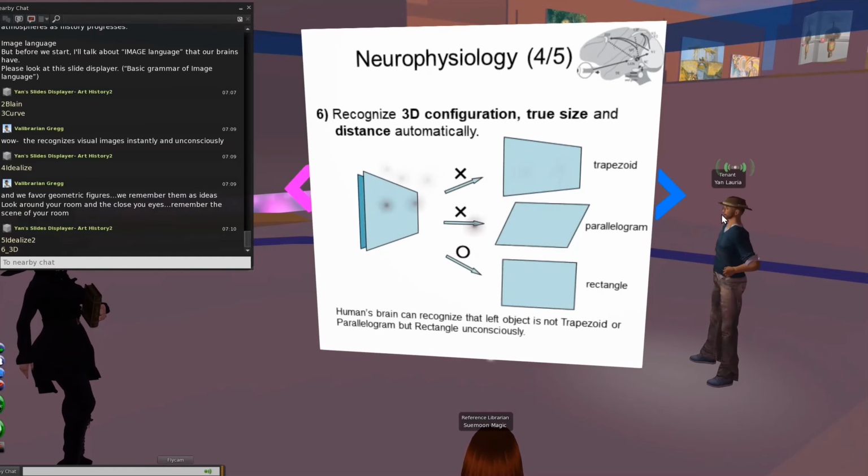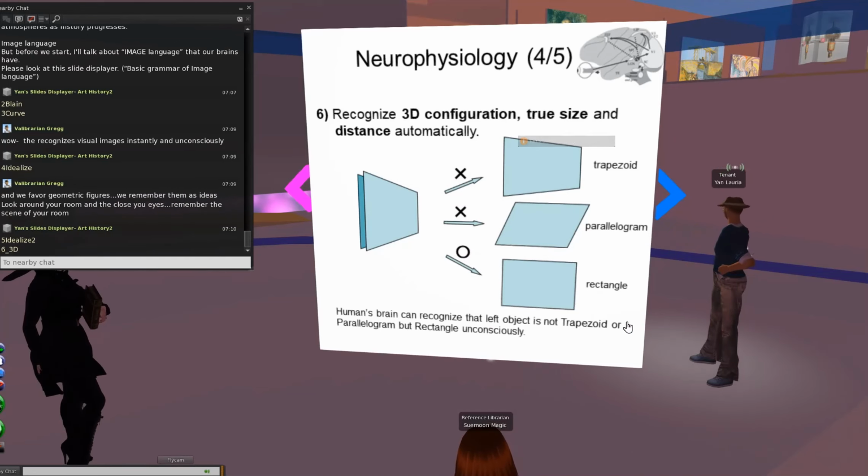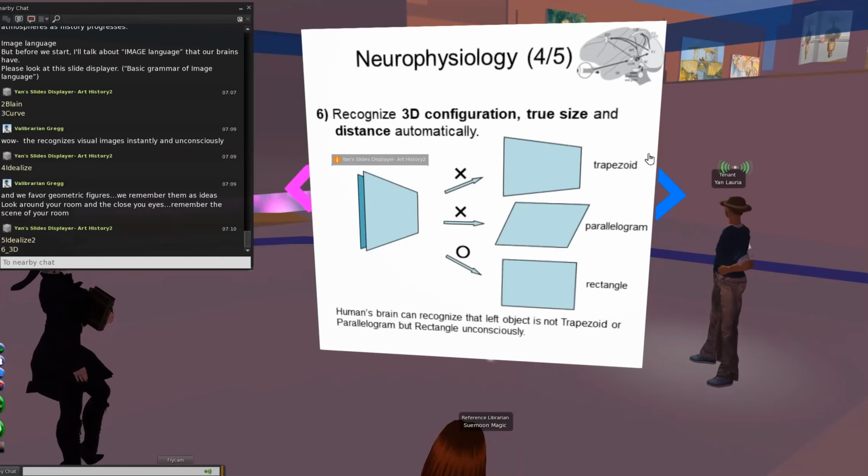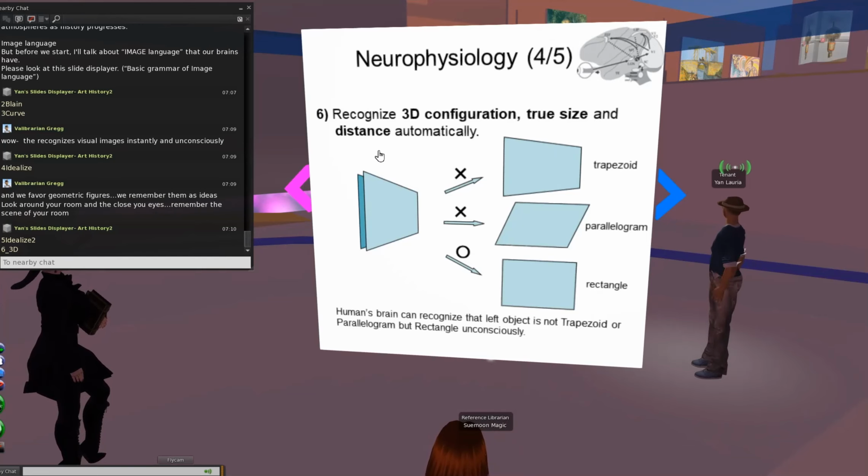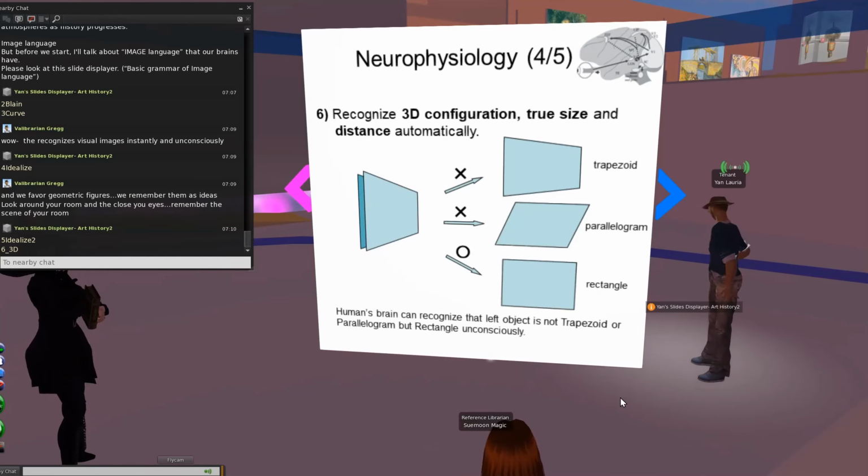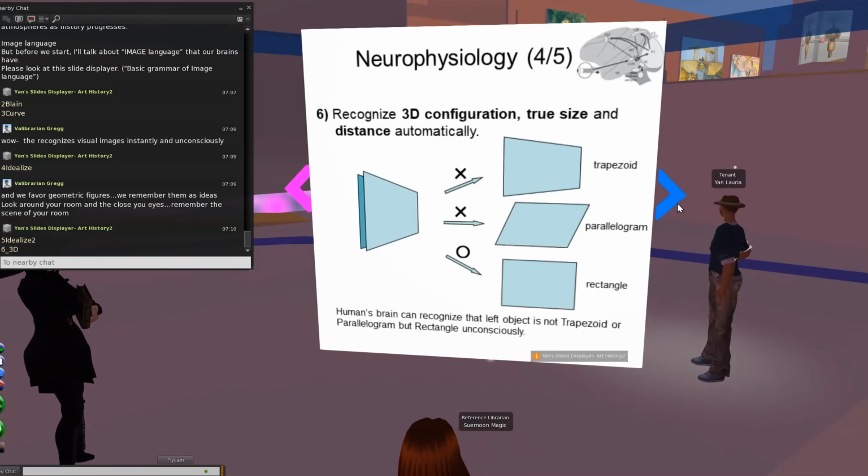And number 6, people can recognize 3D configuration through 2D images, and through size and distance, automatically. So the human brain can recognize that the left object is not a trapezoid or parallelogram but rectangular, unconsciously.